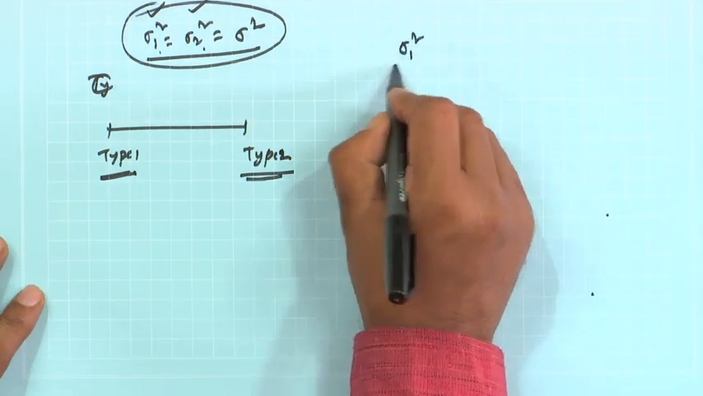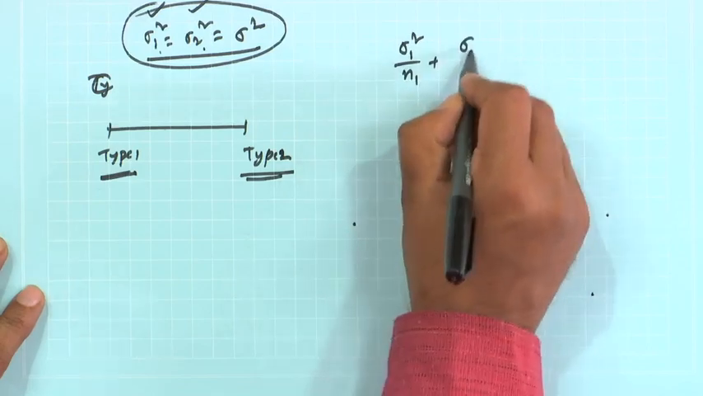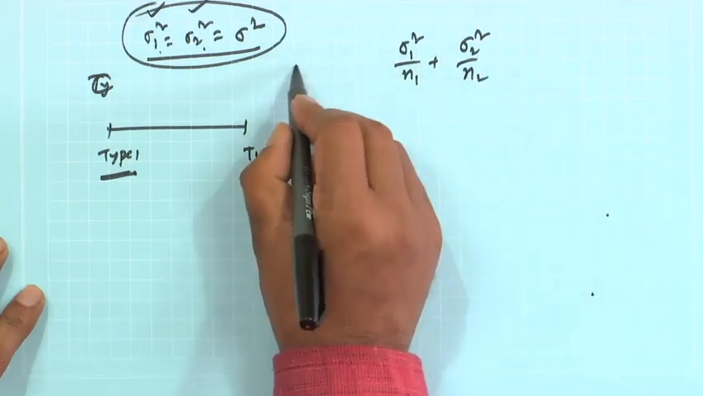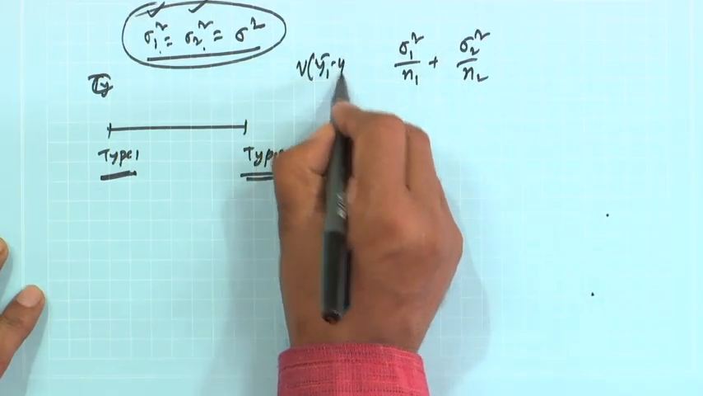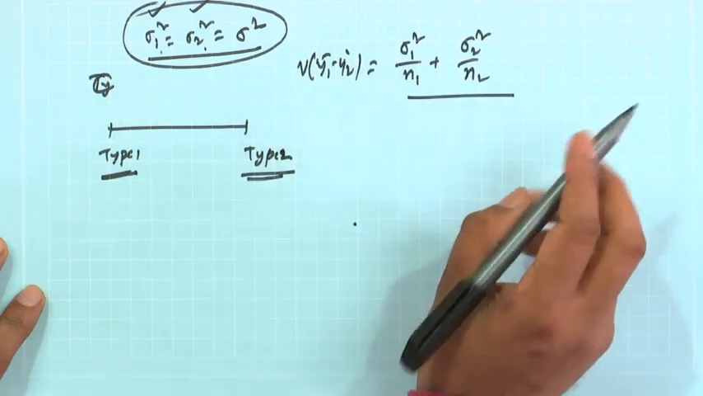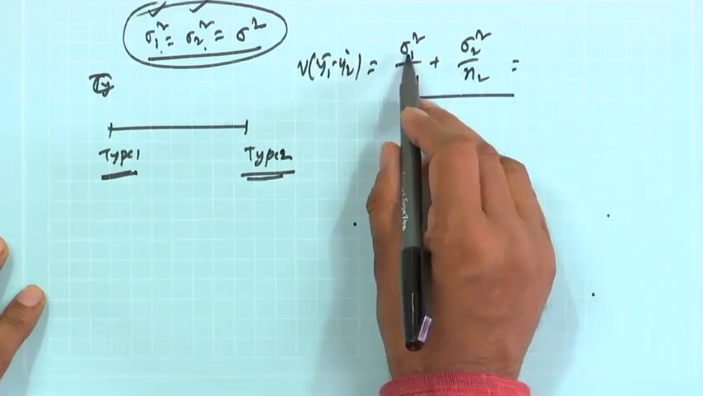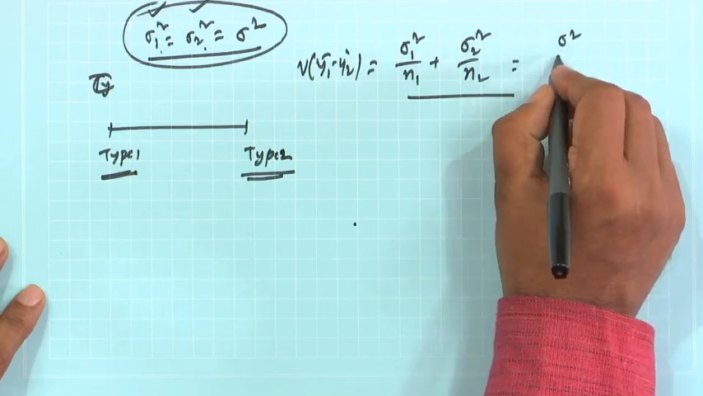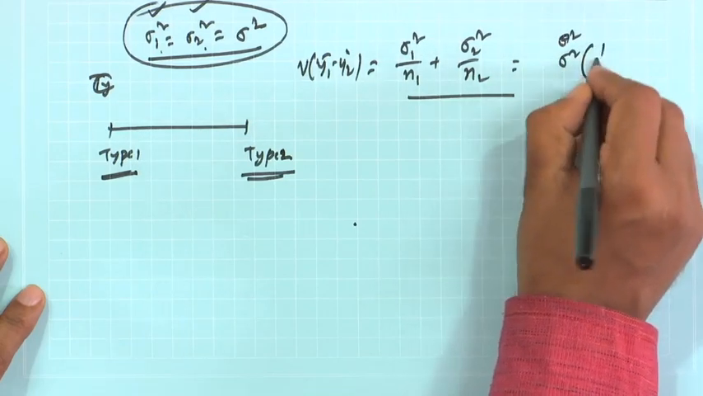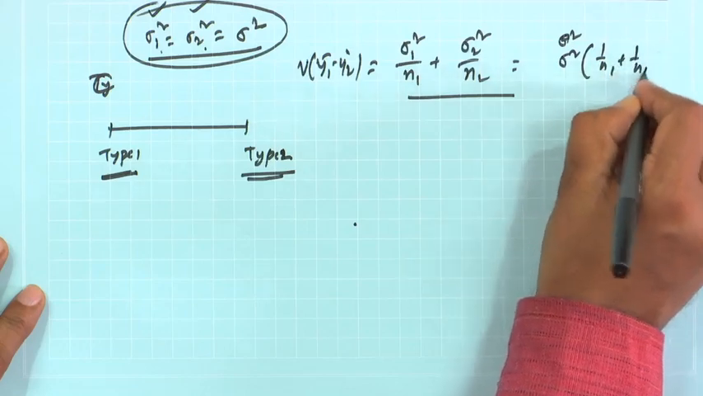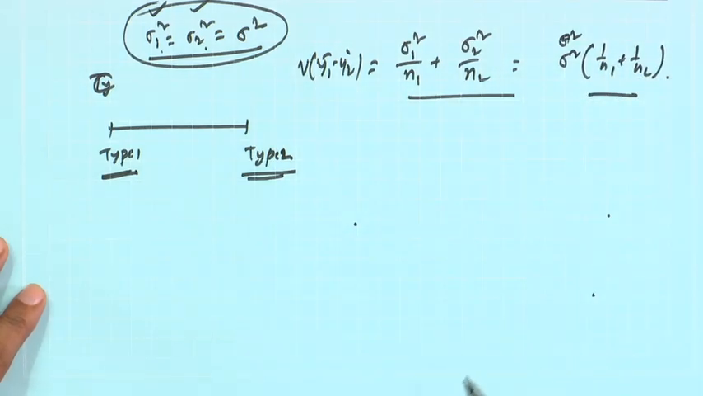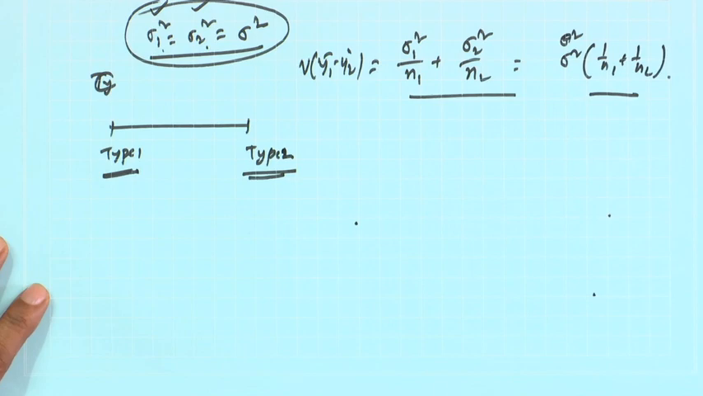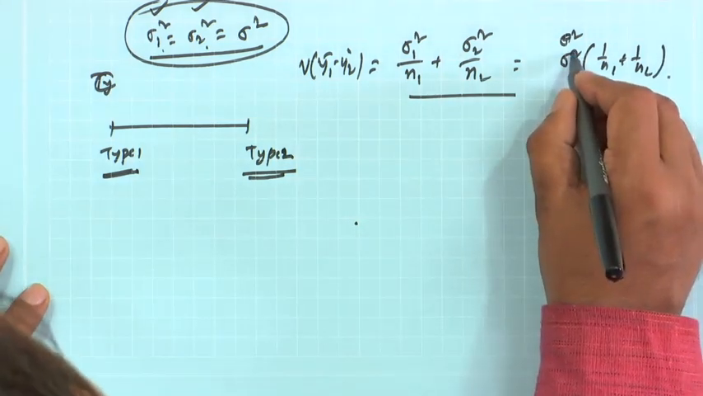We will use that the variance part is like this, that means the variance of y1 bar minus y2 bar is this. So then it will be what? Sigma square into 1 by n1 plus 1 by n2, correct.